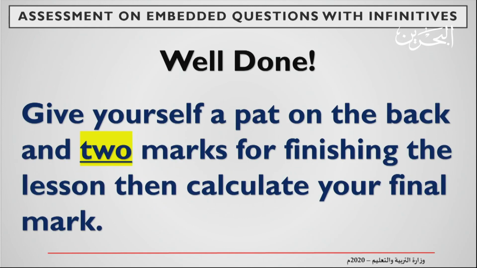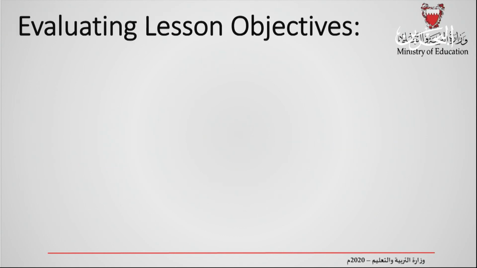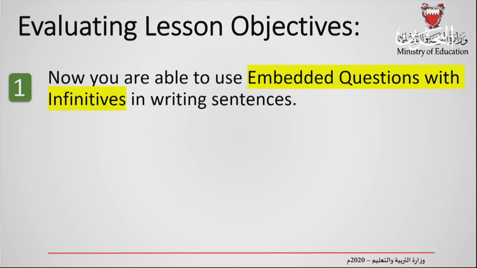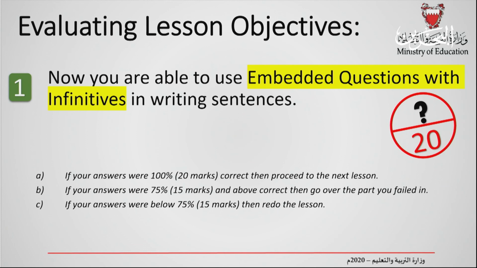Well done. Give yourself a pat on the back plus 2 marks for finishing the lesson and calculate your final mark. Evaluating lesson objectives. Now you are able to use embedded questions with infinitives in writing sentences, and you have a mark of 20. If you have 100% perfect answers, that means 20 marks, then you can proceed to the next lesson. If you have 75% and above, that means 15 marks and more, then you can go over the part you failed in and redo it. If you have 75% and below, that means 15 marks or lower, then redo the whole lesson.